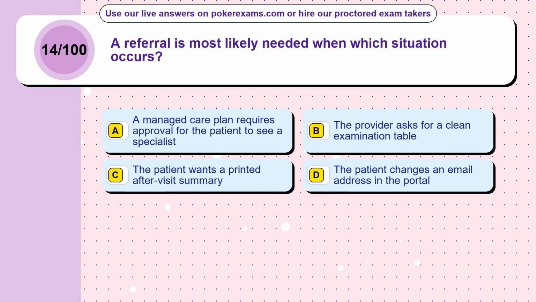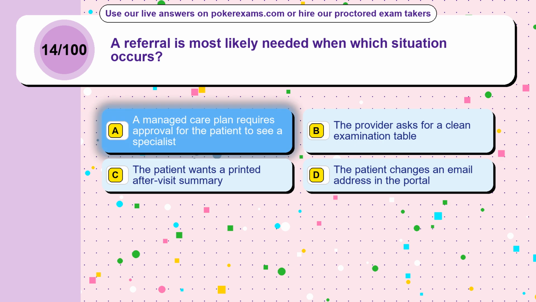Question 14. A referral is most likely needed when which situation occurs? Option A. A managed care plan requires approval for the patient to see a specialist. Option B. The provider asks for a clean examination table. Option C. The patient wants a printed after-visit summary. Option D. The patient changes an email address in the portal.